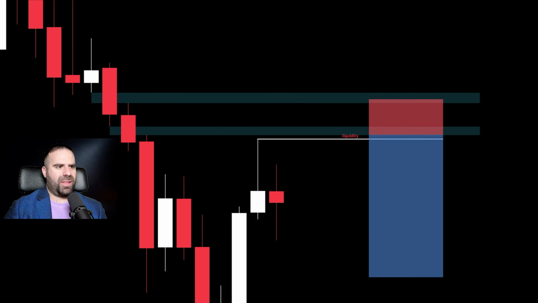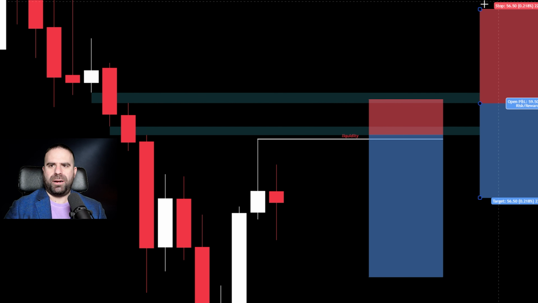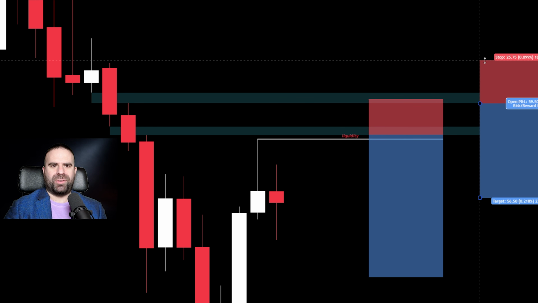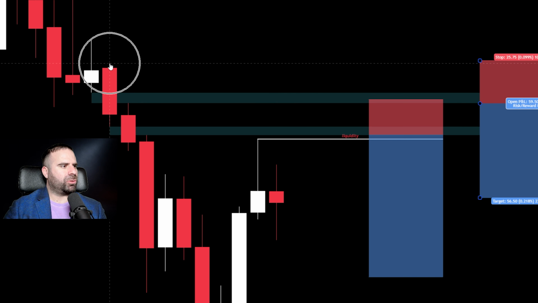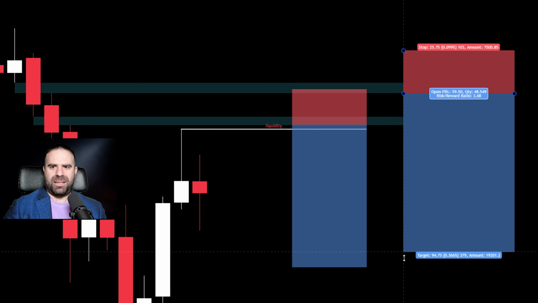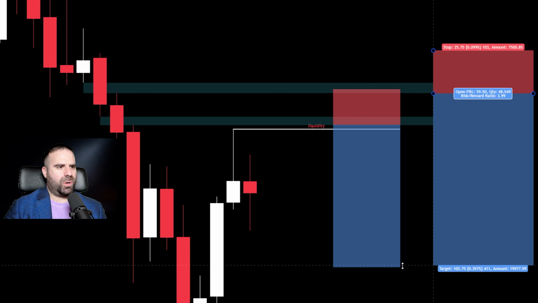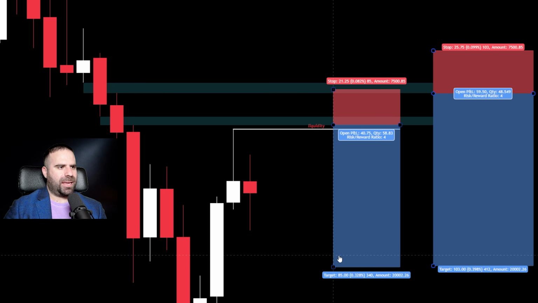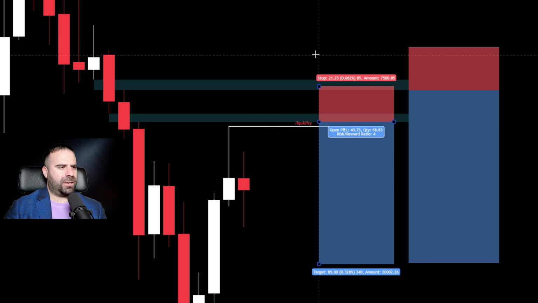And for the other one, you are placing another pending order right here with the stop loss above candlestick number 2 out of the 3 that created the fair value gap, and I'm targeting at least a 4-to-1 reward to risk once again. Okay, very nice. So I have my 2 trades right here.